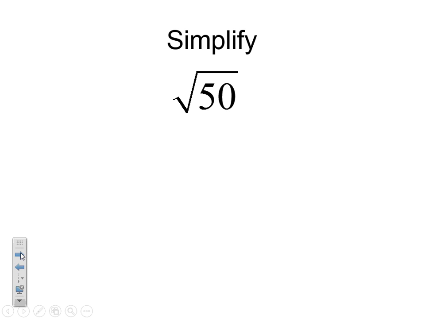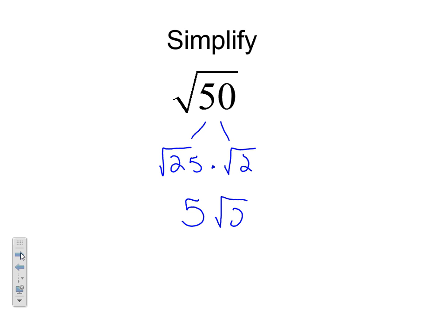Next one, 50. We need to find a perfect square. In order to do this, the first thing I do is 50 divided by 2. Well, that's 25. Oh, 25 is a perfect square. So I can say 25 times 2 would be the same as 50. Break it down. 25 is a perfect square, which is 5 square roots of 2. And leave it just like that.